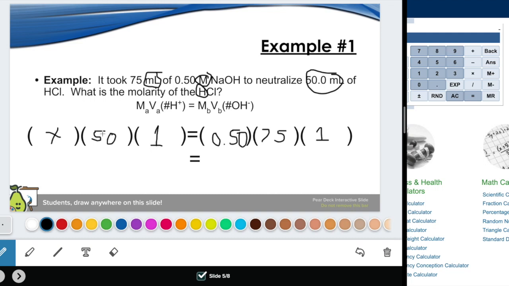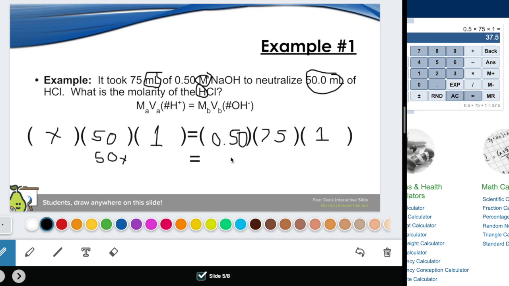Okay, then I'm going to go in and plug these numbers in. So over here I have 50 times 1 gives me 1, so on this side I end up with 50x. And then on this side I'm going to use this calculator right here. I'm going to do 0.5 times 75 times 1 equals 37.5. So I'm going to come here and write 37.5.